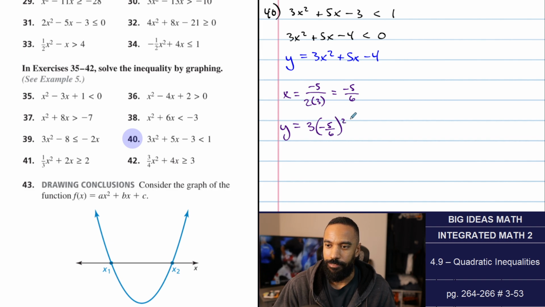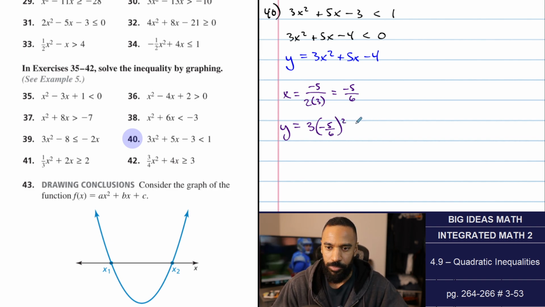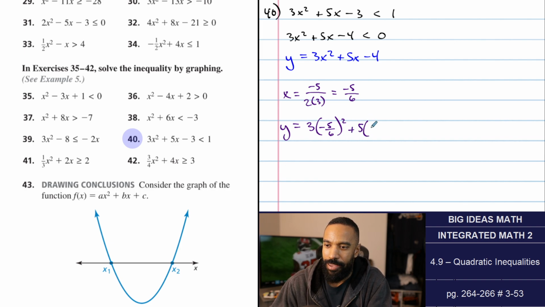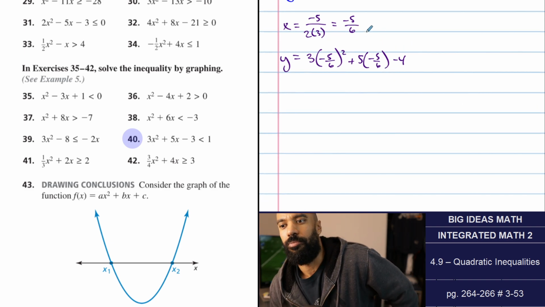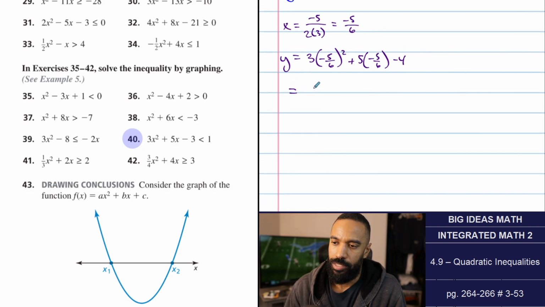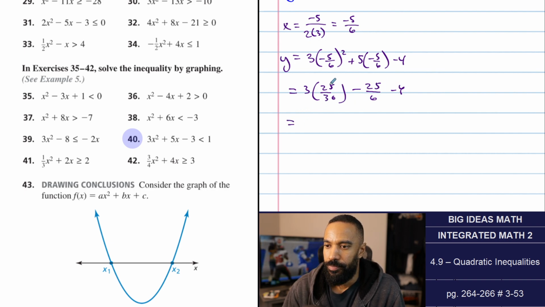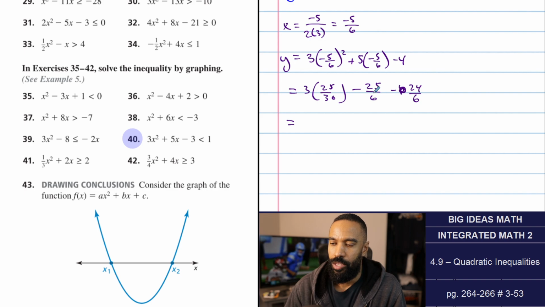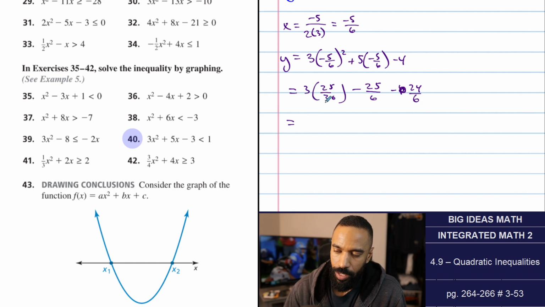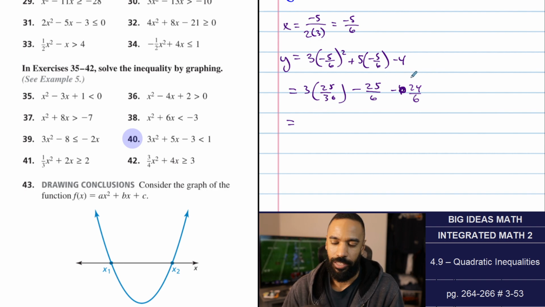3 times negative 5/6 squared. I might cool off after this section of problems. Plus 5 times negative 5/6 minus 4. Boy, I wish this was at least factorable, because yikes. Okay, 3 times 25 over 36 minus 25 over 6 minus 4. Now 4 I'm going to put as 24 over 6, so I can work on those ones. This will be over 12. Hold on a second.